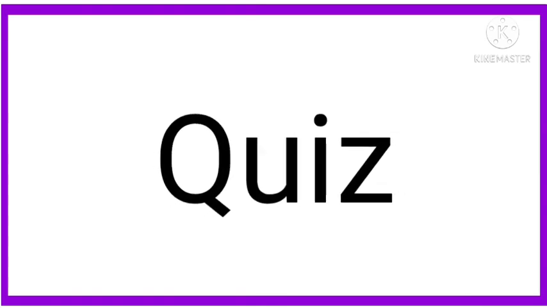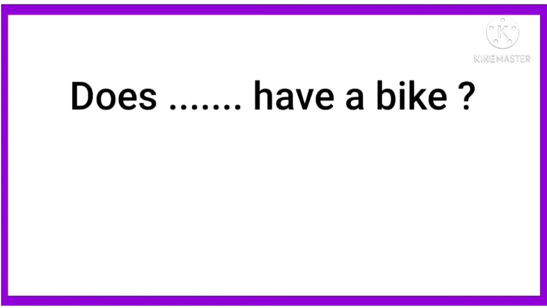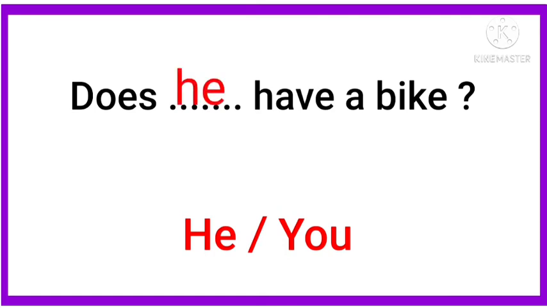Quiz time. Now it's your turn to practice. Fill in the blanks. Sentence number 1. Does blank have a bike? Which word should we use? I give you 5 seconds. 5, 4, 3, 2, 1. He. Does he have a bike?